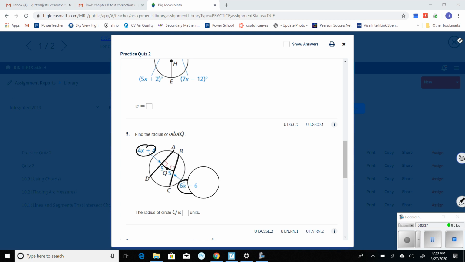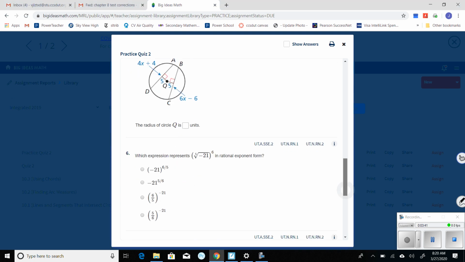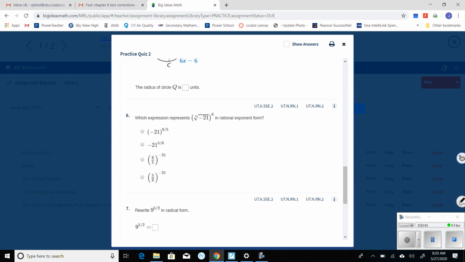Hey, all the rest of the questions are factoring review stuff. So this first one is not factoring. There's a question on this that I got. Which expression represents the 5th root of negative 21 to the 6th power? Just remember, you go negative 21, and the 6 goes on top, the 5 goes on the bottom. So the index is always on the bottom, the power is always on top. So it's going to be that first one right there.